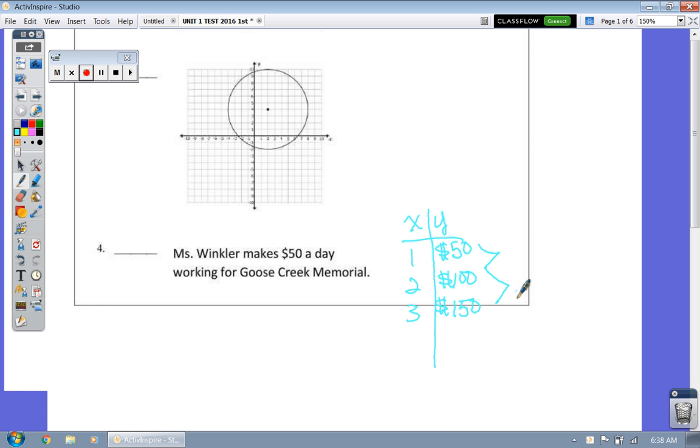And what did we say? That if you see a constant rate of change, it means it has a slope. And which one of those 3 graph types has a slope? It's linear. So this is linear. So our answer choice would be A.